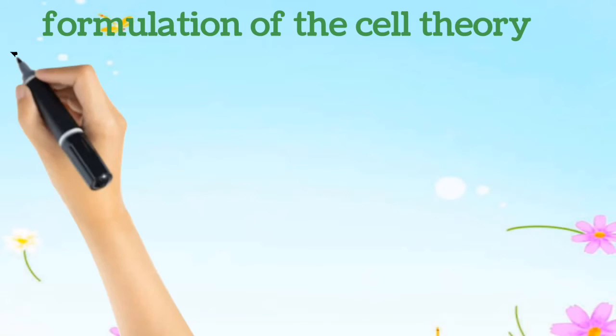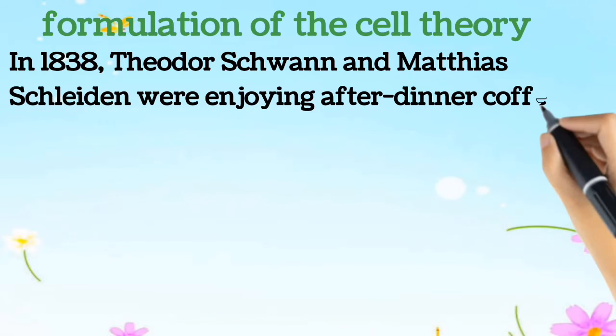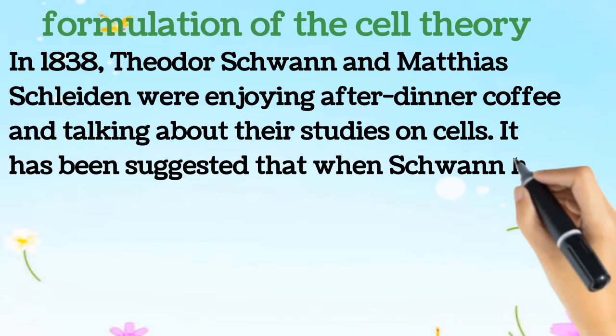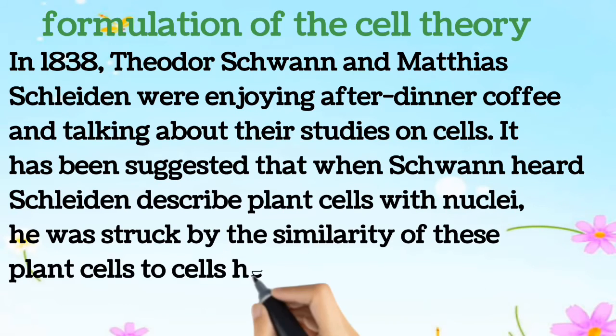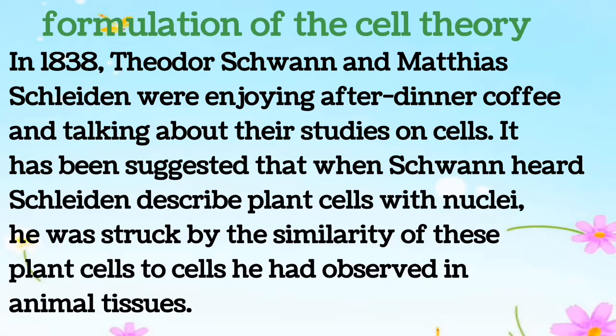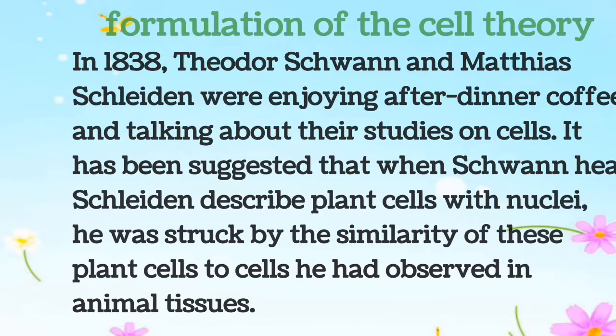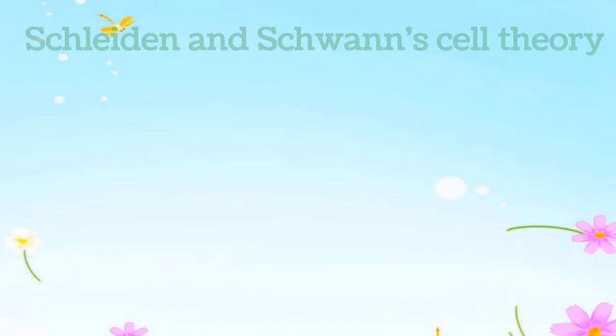Formulation of the cell theory. In 1838, Theodor Schwann and Matthias Schleiden were enjoying after-dinner coffee and talking about their studies on cells. It has been suggested that when Schwann heard Schleiden describe plant cells with nuclei, he was struck by the similarity of these plant cells to cells he had observed in animal tissues. Schleiden and Schwann set the foundation of classical cell theory but had only proposed 2 of its 3 tenets. When Rudolf Virchow came along, he proposed the third and final tenet of classic cell theory.